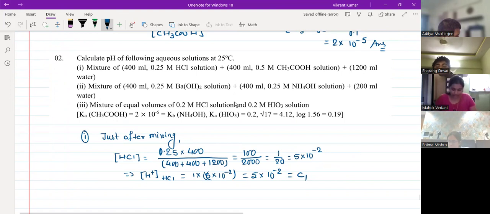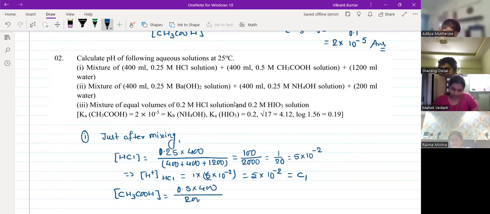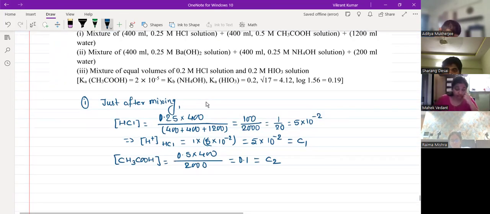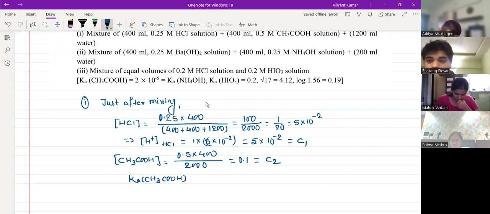Now I'll calculate CH3COOH also. That will become again, see, it got doubled, this is 0.5, the rest is all the same, into 400 by 2000. So that is becoming 0.1. We are calling this one C2, and its K is given as 2 into 10 to minus 5. So K of CH3COOH is given as 2 into 10 to minus 5. As for the check we were told to do, you can check that and you'll find that it is still valid.